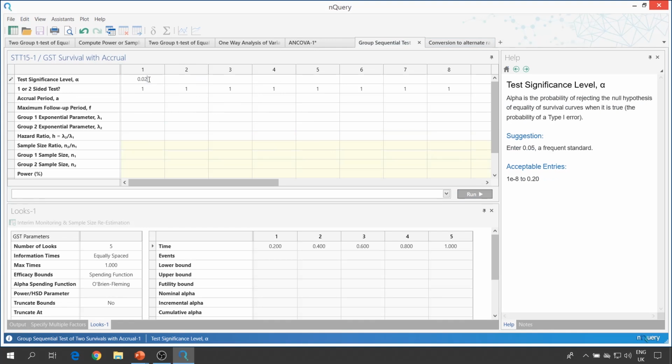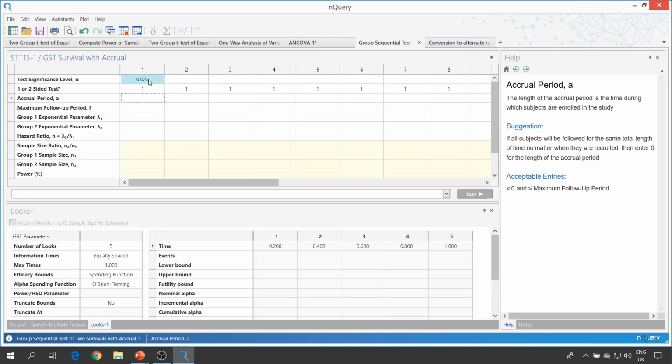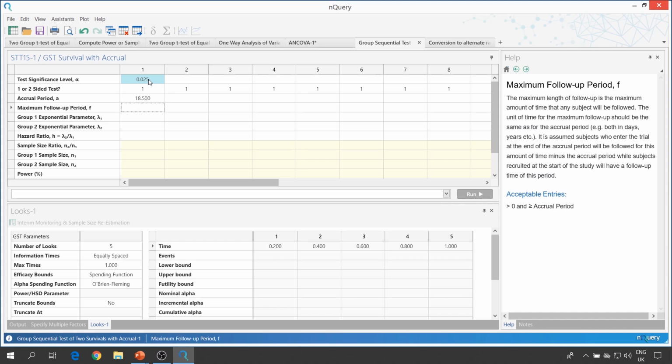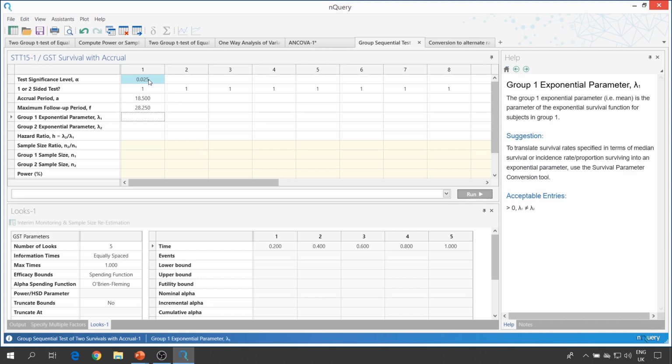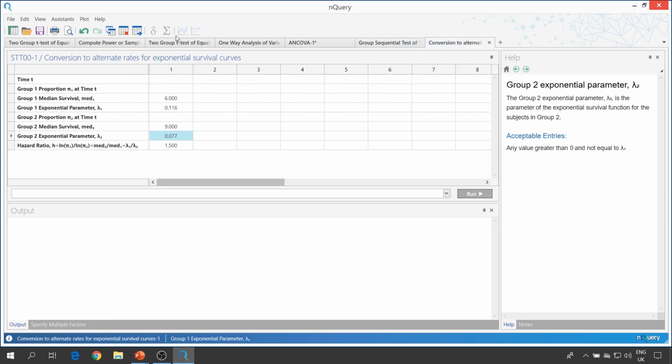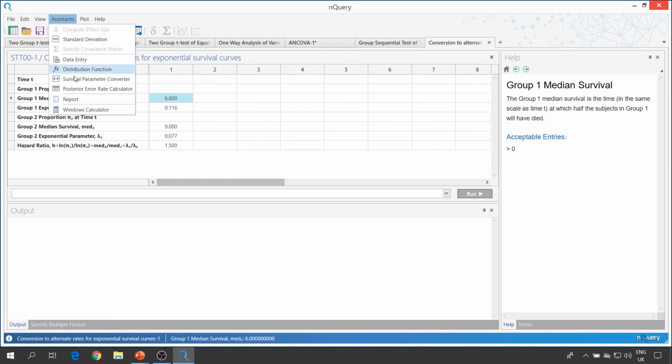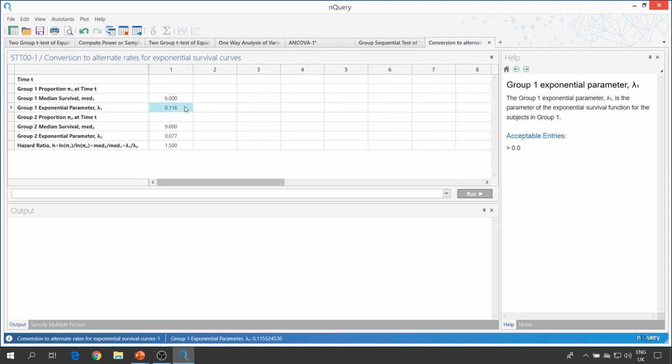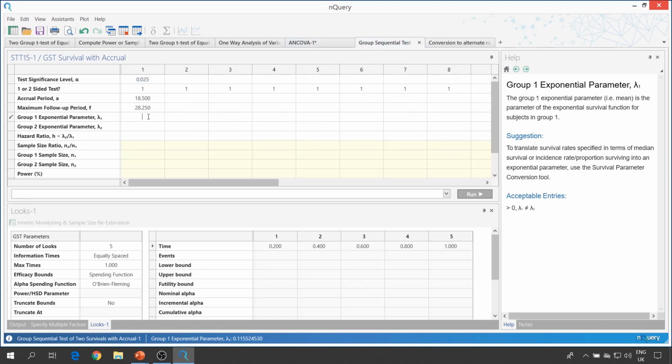So I'll enter these parameters here. These are just taken from the table on the left on the previous slide. Do note that you need to convert the weeks for accrual and follow-up into months by dividing by 4. I've done the conversion between median survival and exponential parameter here. This is just from the survival parameter converter tool in the assistance menu. So I'll just copy and paste these across.